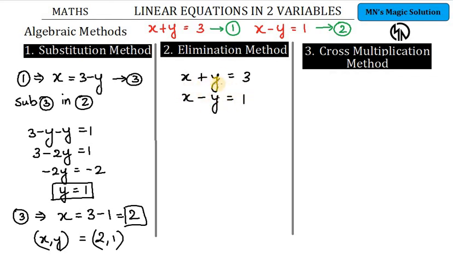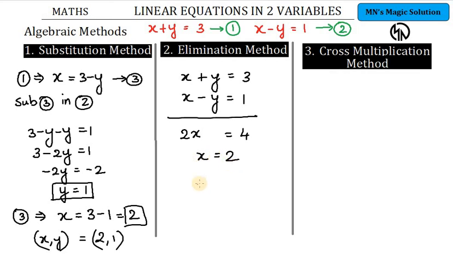In this equation, if I want to eliminate y, it is very simple. I can add the two equations, because this is plus y and this is minus y. If we add both, what will we get? 2x, x plus x is 2x. y minus y is 0, is equal to 3 plus 1 is 4. So what is x? x is equal to 4 by 2 which is 2.